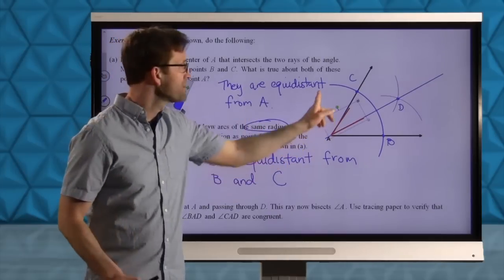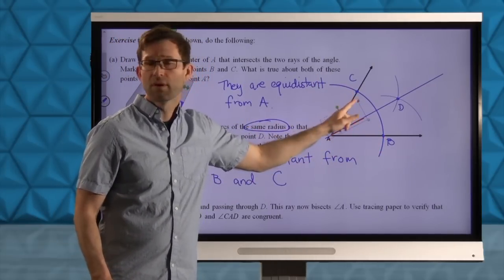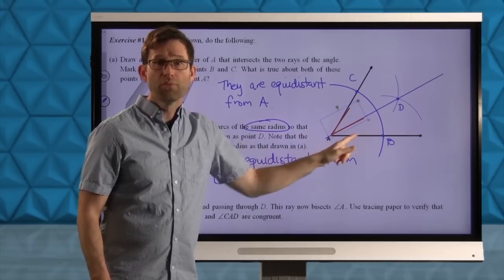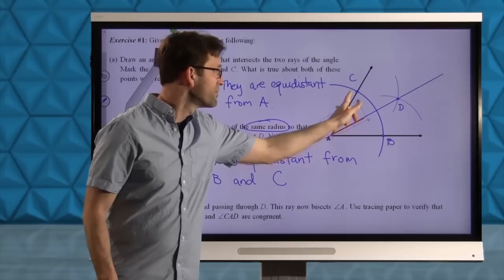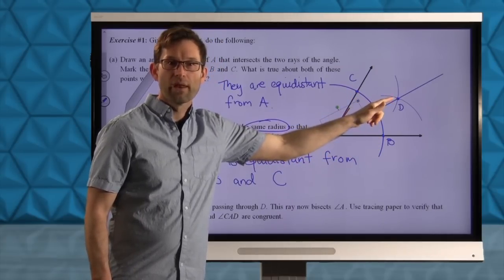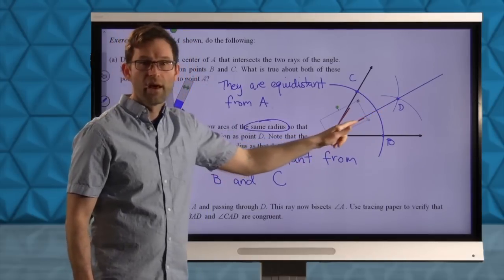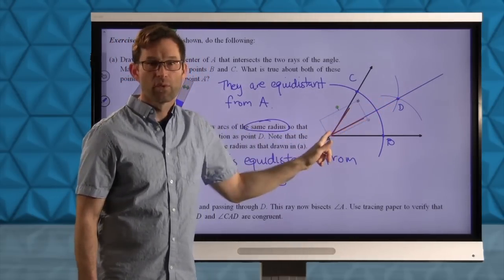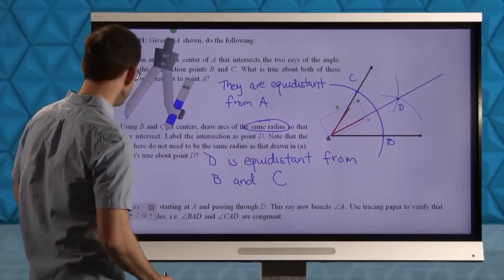Let me review the steps. I draw an initial arc to locate 2 points, B and C. You don't always have to label them. Those 2 points are equidistant from A. Then using points B and C, we then draw 2 additional arcs with the same radius, and where those arcs cross is point D. Drawing a line segment or drawing a ray through A and D, the vertex of the original angle, and that point, right, we now have the angle bisector.